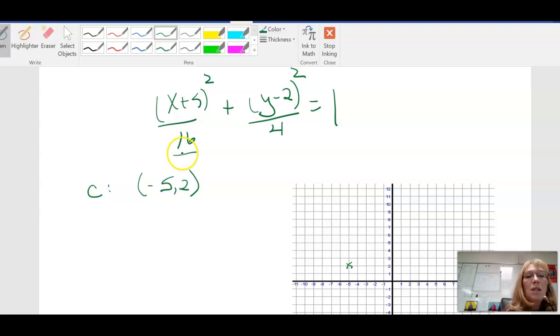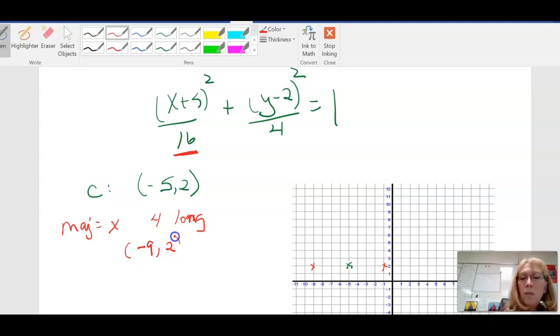Now we know 16 is our major axis because it's the larger, and he's on the x. So we have to go 4. So we know our major axis is the x, and it's 4 long. So from here, we're going to go 4 to the left, 1, 2, 3, 4, and 4 to the right, putting our vertices at negative 9, 2, and negative 1, 2.